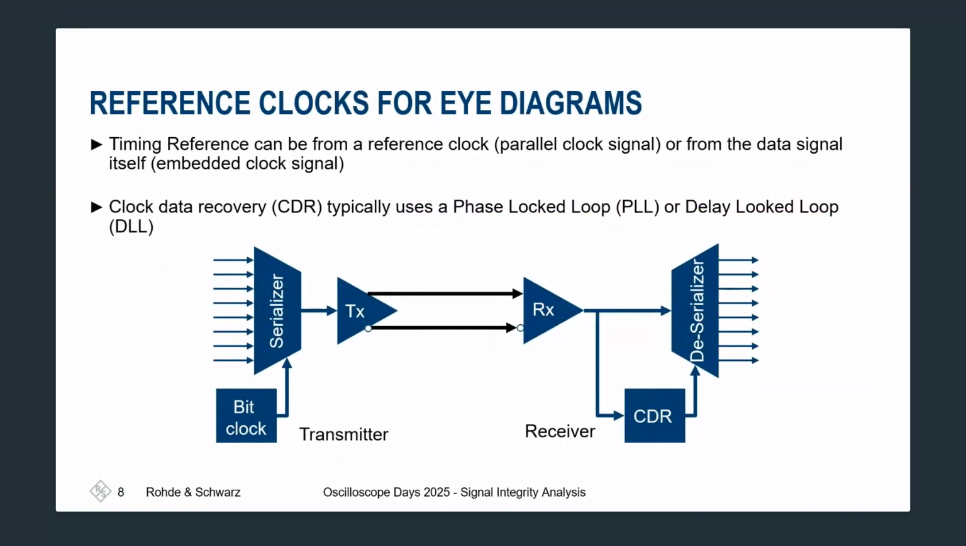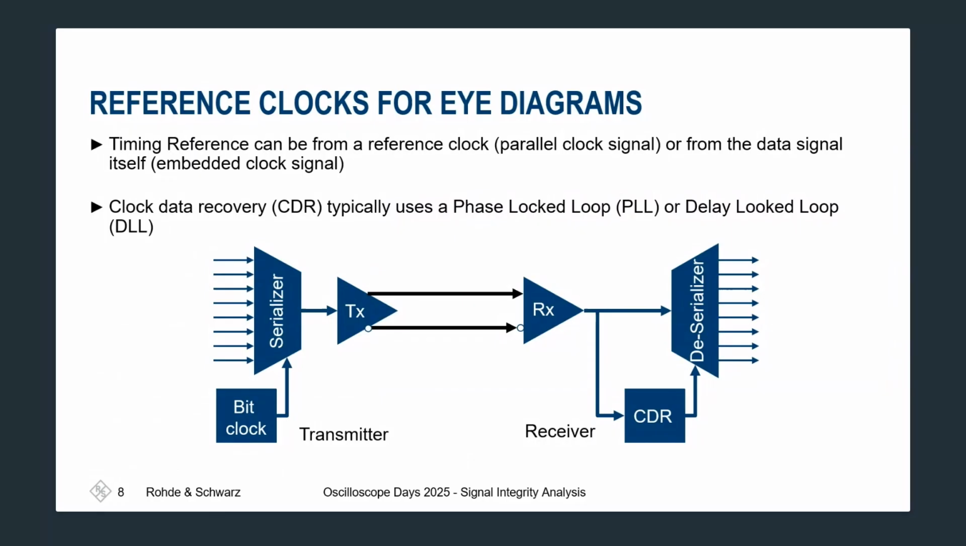So these are all very important. What you need, and what we've just glossed over quite quickly, is the reference clock for an eye diagram. Typically, if you have access to the clock from your serial bus data, then you can use that as your trigger event to then recreate the eye.